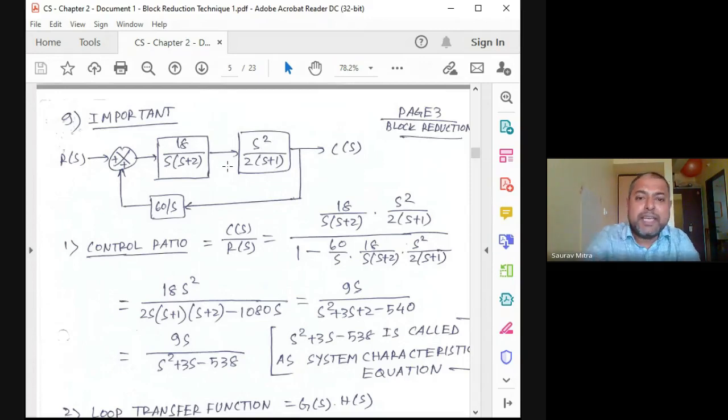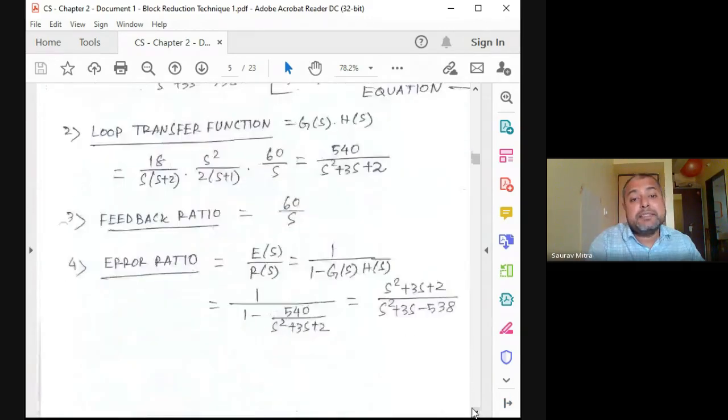So what is the forward gain? Forward gain is 9s divided by (s plus 1) into (s plus 2). Multiply that with 60 by s. Okay, so here this is the first gain G1, this is the second gain G2. So multiply them together and what you are getting is GH. Here is a very important thing: the loop transfer function or open loop transfer function is called OLTF.